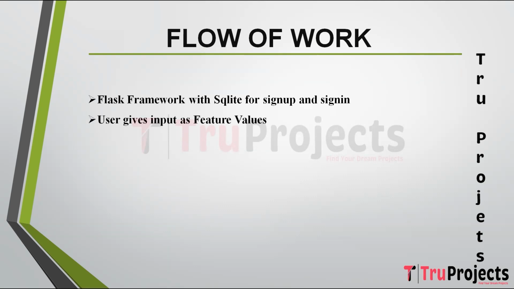User gives input as feature values. The project begins with the user providing input in the form of feature values related to coronary heart disease, CHD, prediction. These features could include various health-related parameters such as age, blood pressure, cholesterol levels, etc.